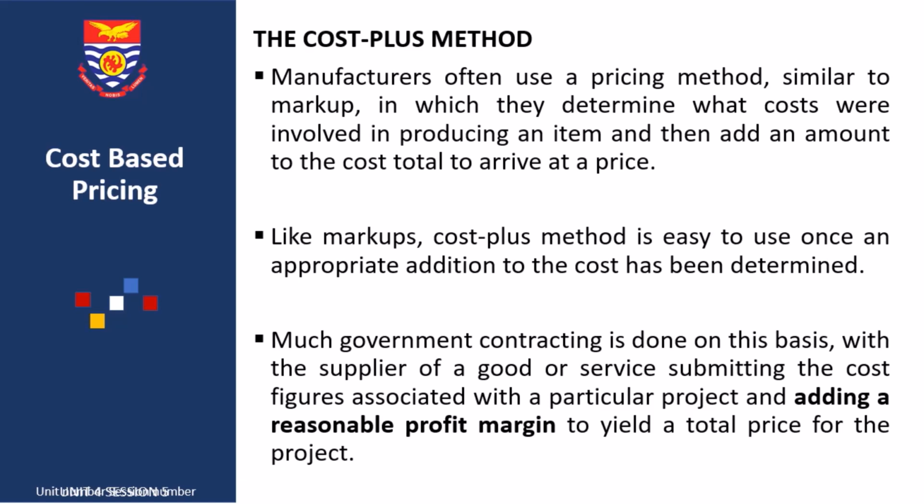Much of government contracting is done on the cost plus method, with the supplier of the good or service submitting the cost figures associated with a particular project and adding a reasonable profit. The underlying word is reasonable profit, not an outrageous profit, to yield a total price for the project. So what some service firms do is that they try to get the exact amount of production, then they add a reasonable amount just to arrive at a selling price. This also happens to marketers of goods.